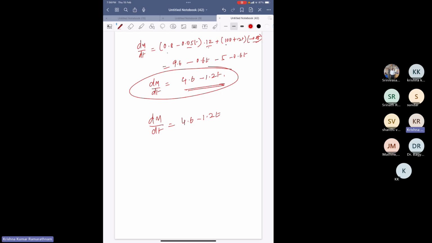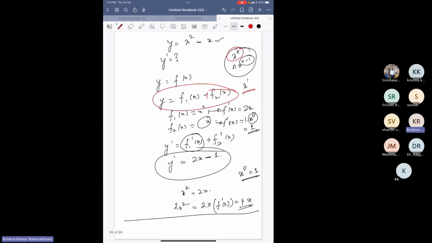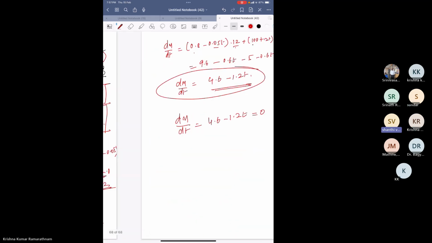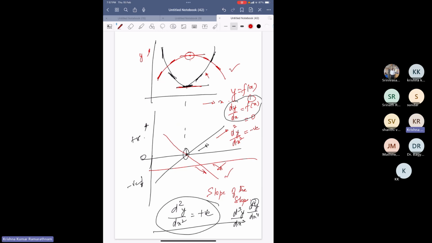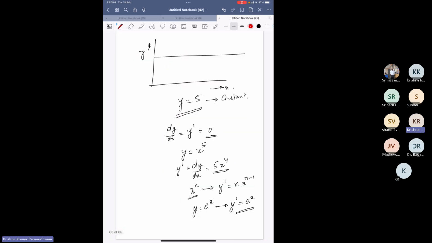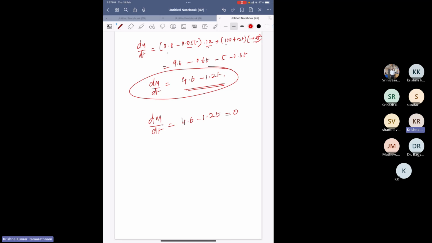So what did we say? Whether a maximum or minimum should exist? 4.6 minus 1.2t is equal to 0. If it is 0, then it has a maximum or a minimum. I don't know yet which. This is what we have been seeing here, right? Maximum or minimum means that the first derivative should be equal to 0. So you solve this equation.